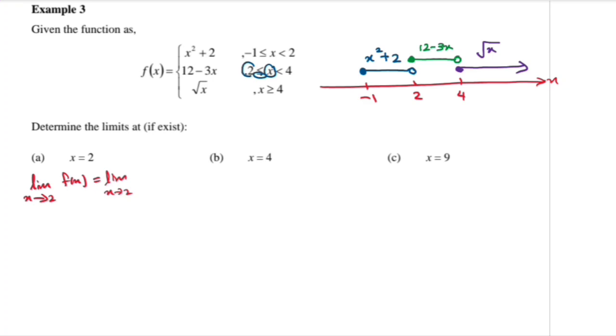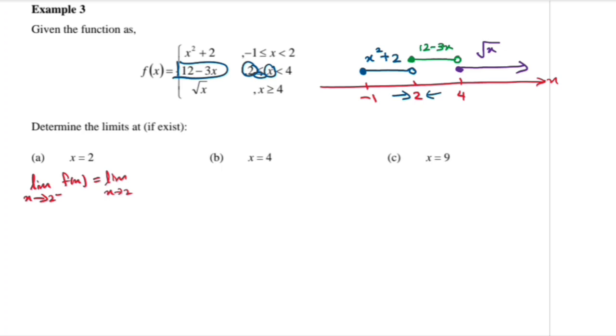You do not substitute in x equal to 2. You know that at x equal to 2 the function is 12 minus 3x. So if you simply substitute 2 into this function, that is wrong. What you have to do is look at the function from the left and also from the right of 2. Since we have two different functions from the left and right of 2, we have to look at them separately.